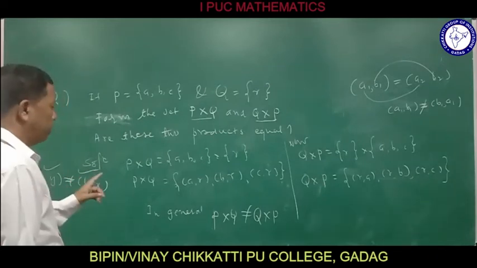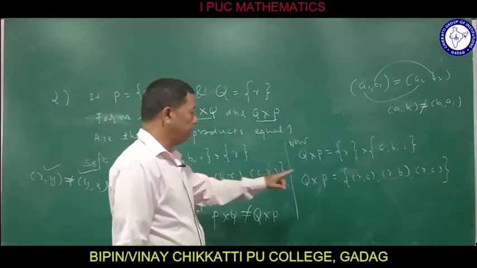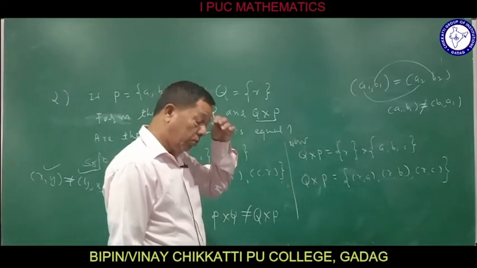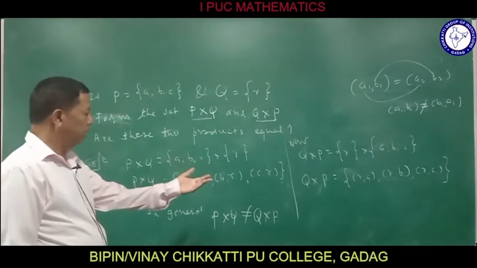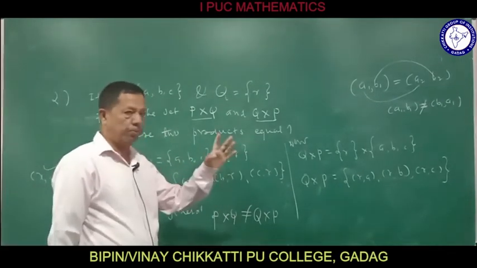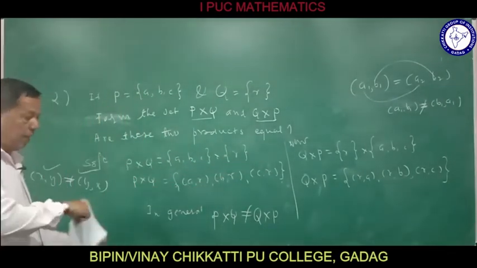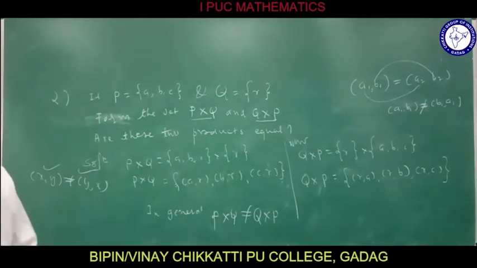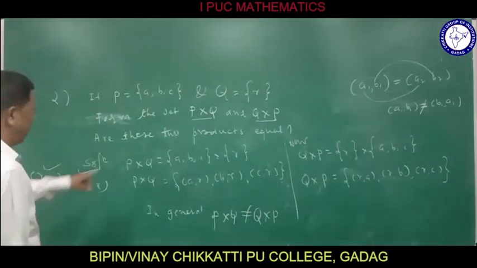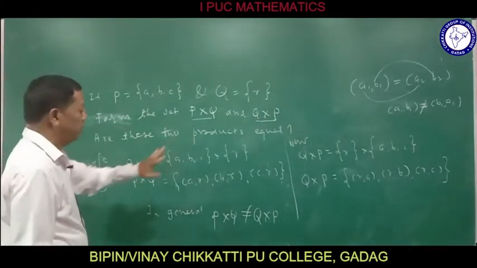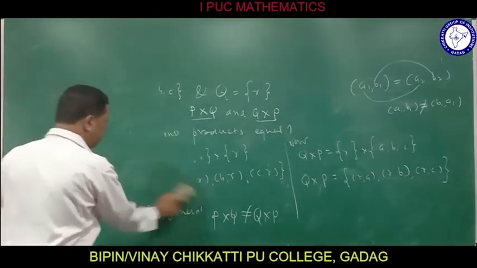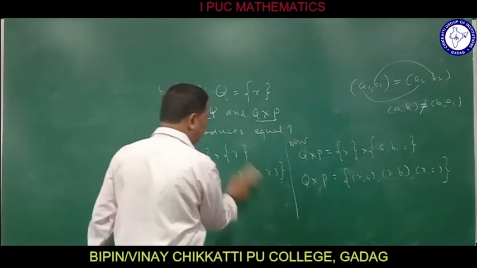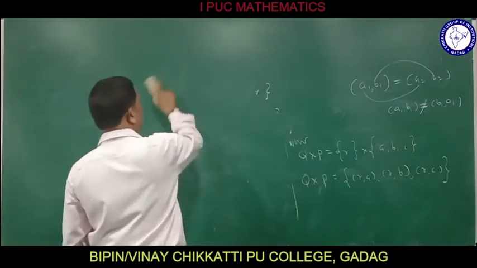So once again I say that AR is not equal to RA according to the equality of ordered pairs, because A is different here and R is different here. So you cannot say that both are equal. So what do you understand here? Are these two products equal? No, both are different. So this is a solution you can find out by using the Cartesian product.